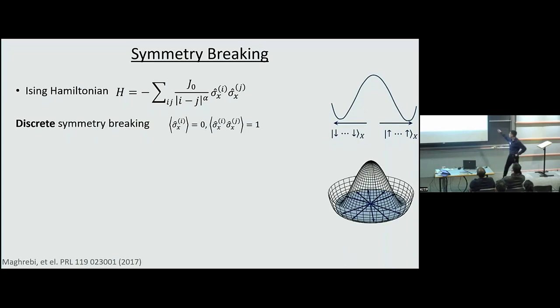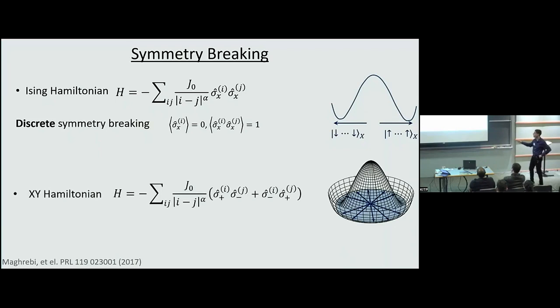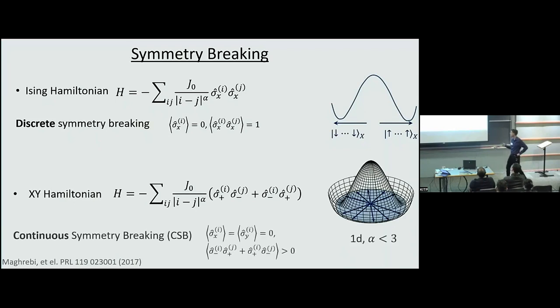We can think of a generalization or extension of this model where the spin does not have to align along only one axis, but can lie anywhere in the plane. And this is exactly the case of the ground state of this XY Hamiltonian, as long as the power law is long range enough. For a one-dimensional system, we need this alpha to be less than 3. Then we can realize this continuous symmetry breaking. The feature of this state is that the expectation value is going to be 0, but there will be non-zero correlations for the X or for the Y spins.